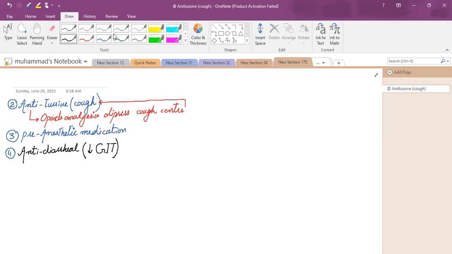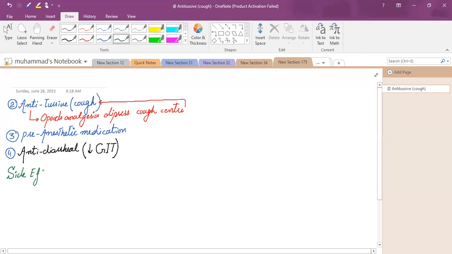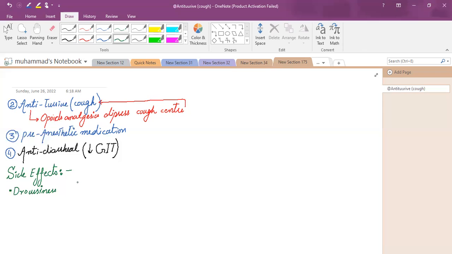Now come towards the side effects. The first side effect of the opioid analgesic is drowsiness. As we know, opioid analgesics activate their opioid receptors, which are abundantly present in the CNS, and they are inhibitory in nature. So that's why the majority of the brain parts get depressed. In this way, we feel drowsiness.